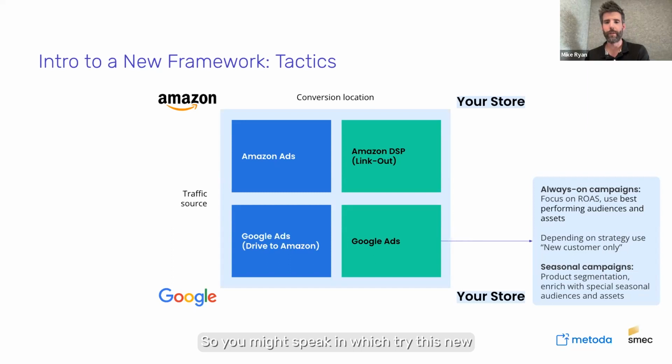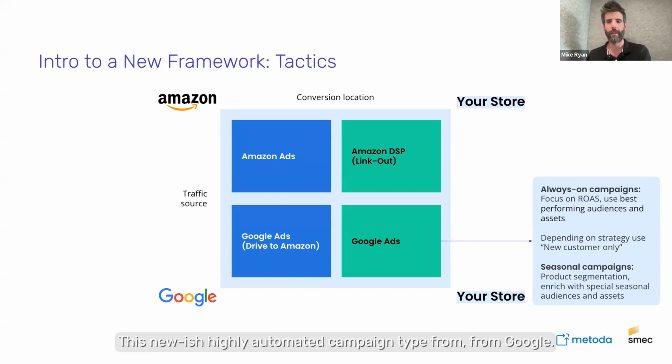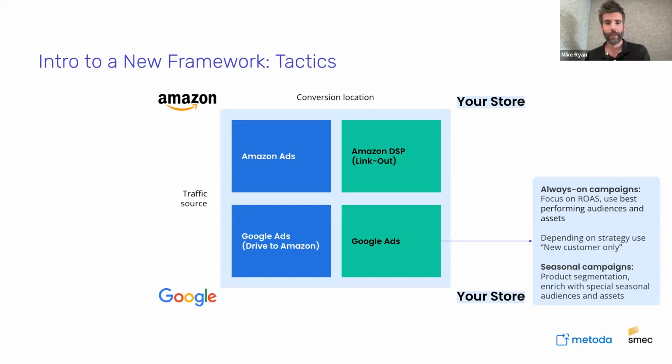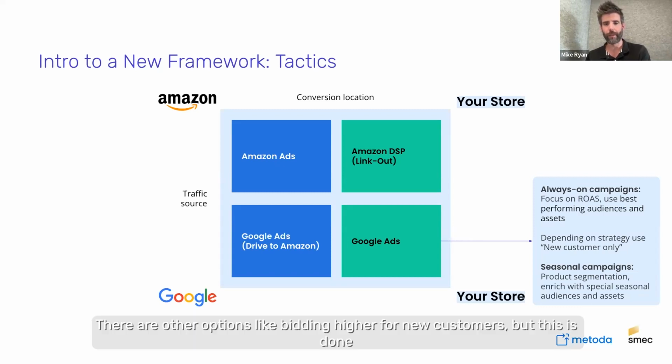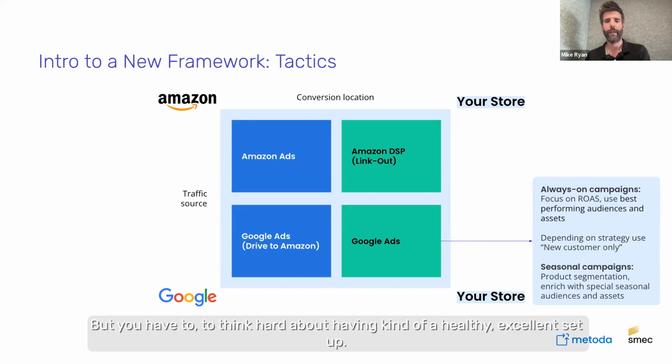So you might, speaking of which, try this new customer only bidding model that's available in Performance Max, this new-ish highly automated campaign type from Google. My warning there is that we've typically seen pretty low volumes coming out of new customer only mode. There are other options like bidding higher for new customers, but this is done by changing the way that your reporting works, and I can't really advocate for that. But you have to think hard about having kind of a healthy, excellent setup.